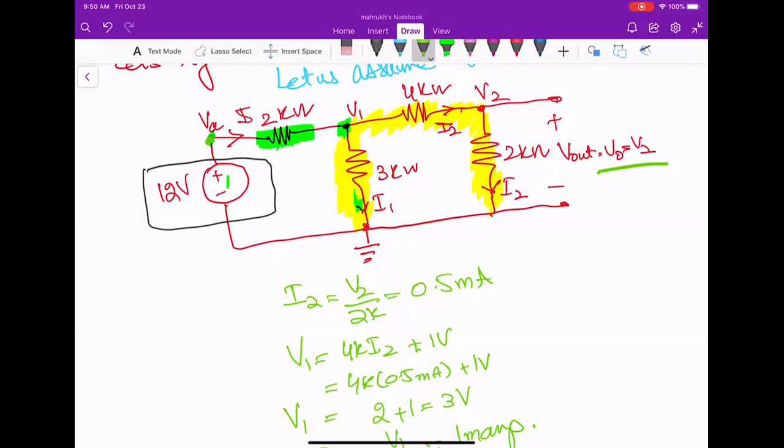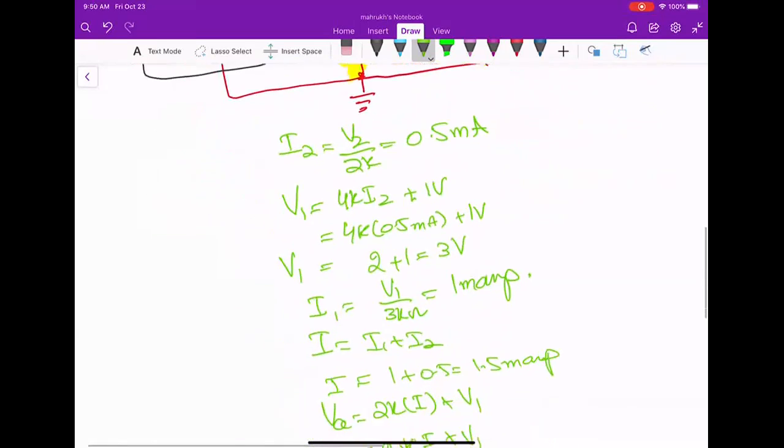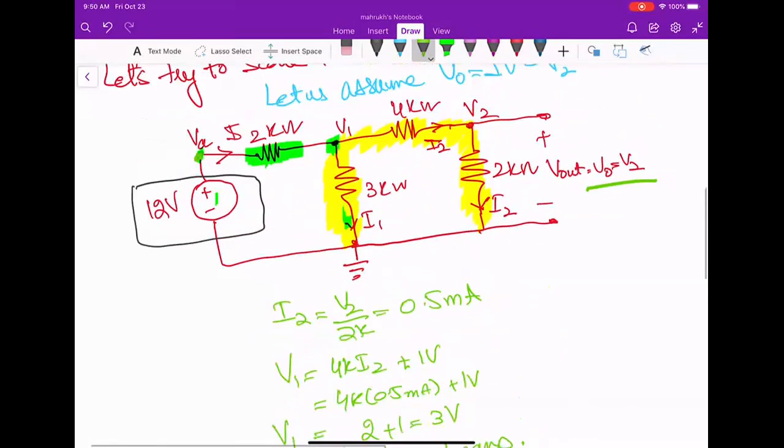Because we are saying that these are linear equations, we can scale them. So if I am getting 1 volt here and my VA is 6 volts, to get VA equal to 12 volts, I should scale it to 2 volts. Okay? Is it fine?